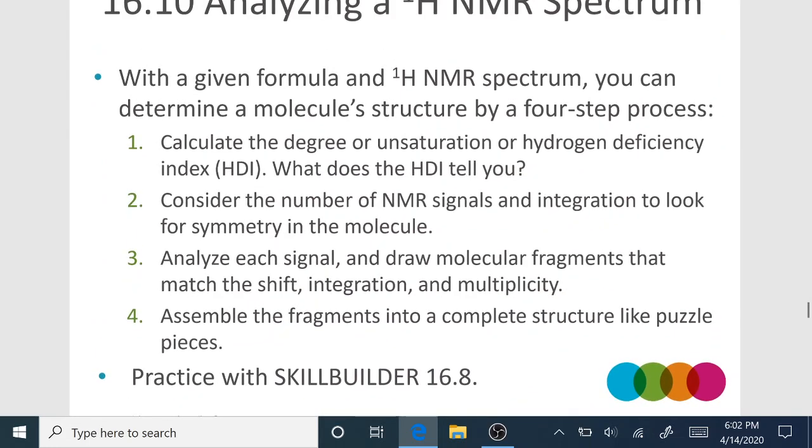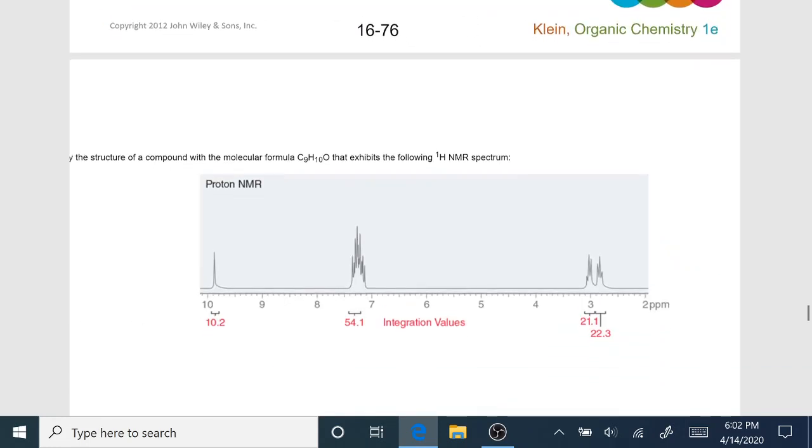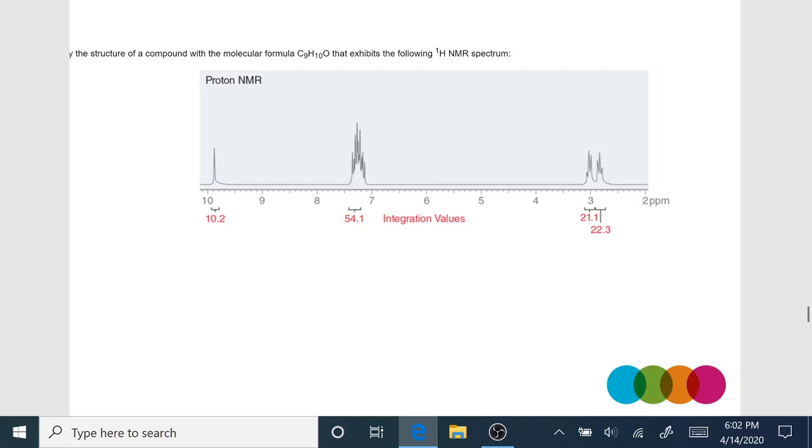All right, so the next step is going to be analyzing an NMR spectrum, which we did along the way. We analyzed some NMR spectra, but the first thing we're going to do is calculate the degrees of unsaturation given the molecular formula, consider the number of signals, analyze each signal, and put together the fragments into a complete puzzle. So these are kind of like working puzzles, okay?